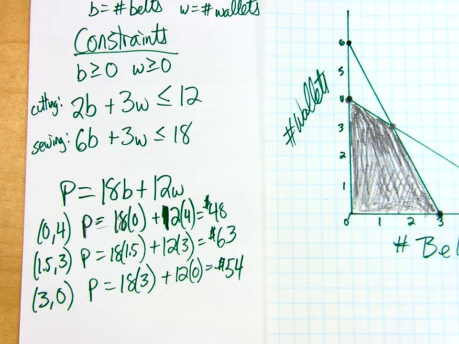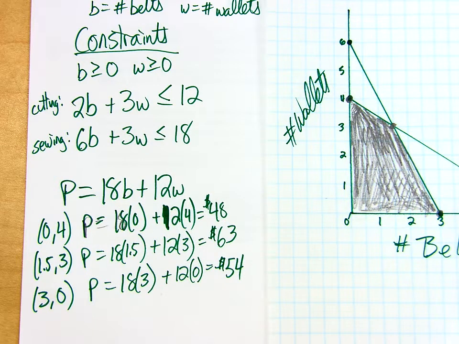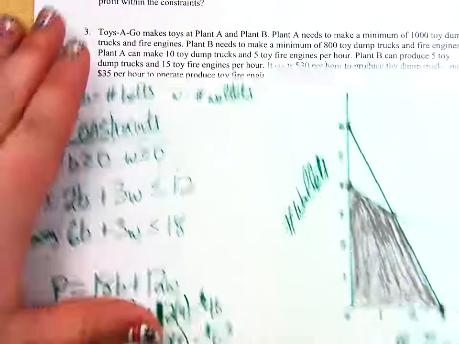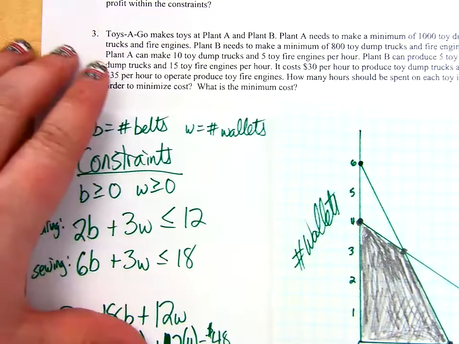Does this make sense, how this all works? Let's try a cost one, and I think that might be all that we have time for. All right, so the third one is a cost problem. So let's read and see if we can figure this one out.